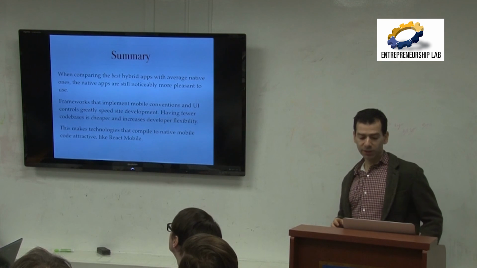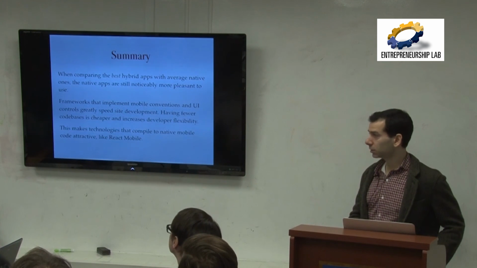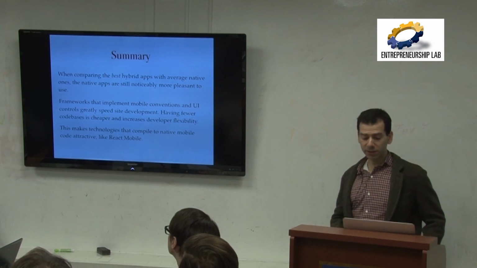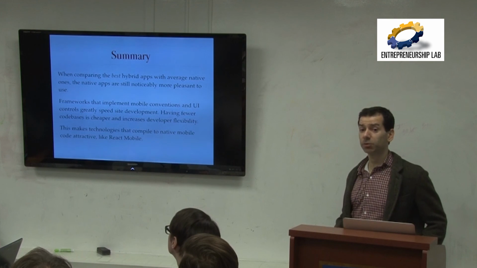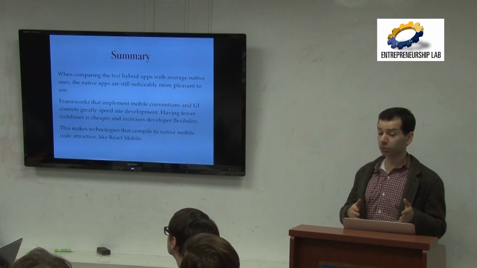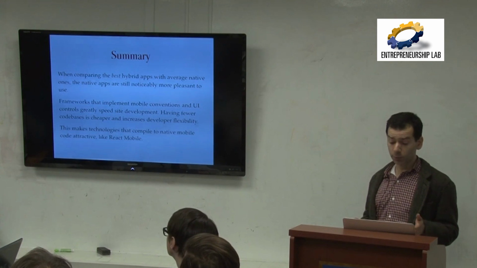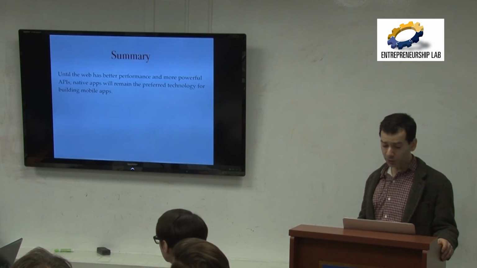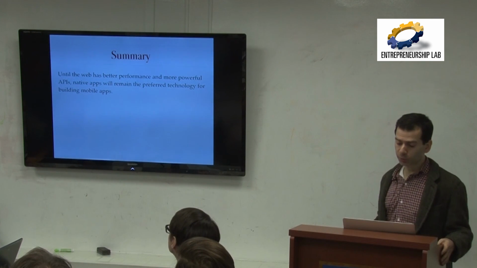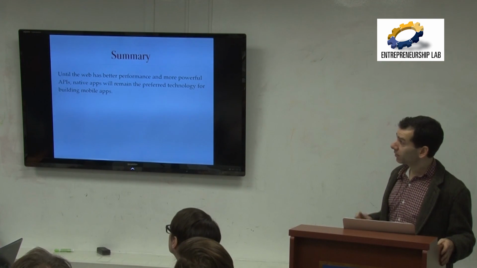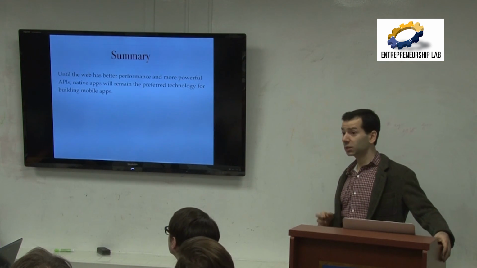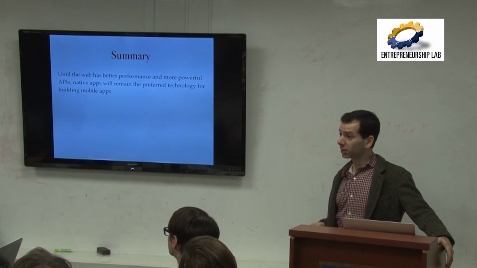Frameworks that implement mobile conventions and UI controls will greatly speed your development and reduce your code bases, like React Native. Having fewer code bases is cheaper and increases developer flexibility. You'll be able to move developers from one project onto another. That's really important, and that's why frameworks like React Mobile are very attractive right now. So in closing, until the web has better performance and more powerful APIs, native apps will remain the preferred technology for building mobile apps. But HTML-based apps and responsive websites are very cost efficient and are pretty close to what native apps can do.